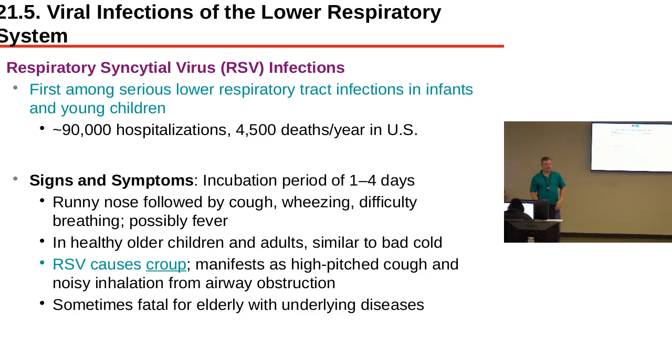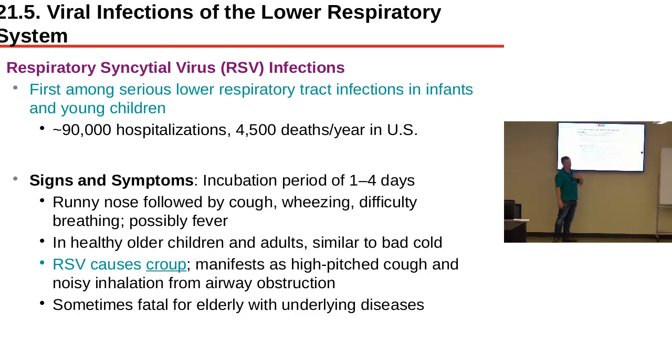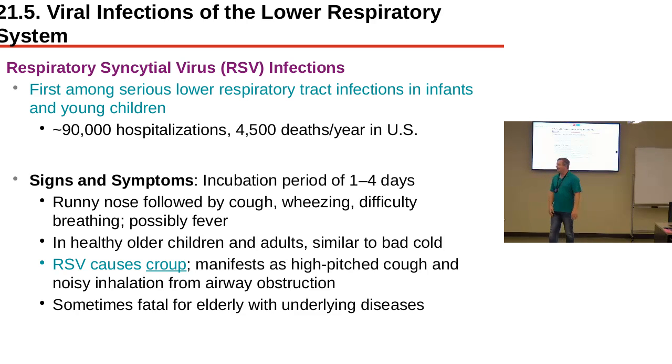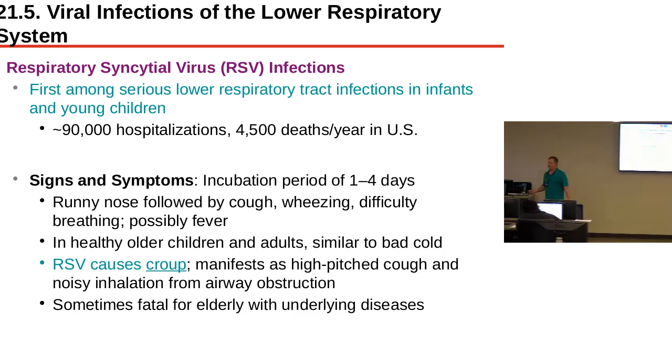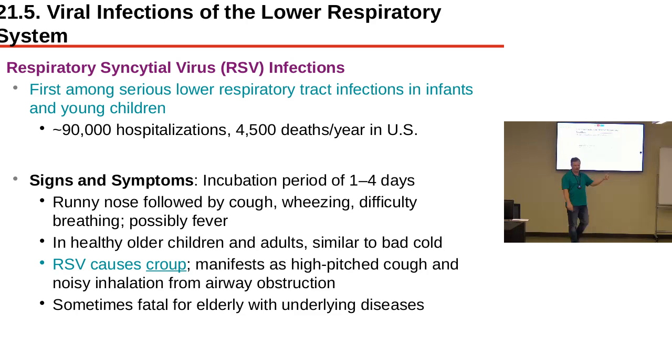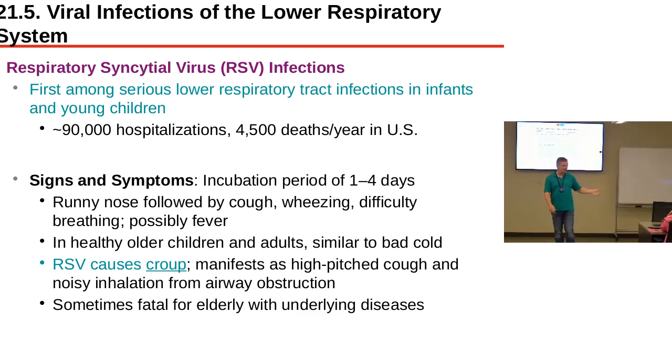But this is what actually causes croup. So this is something we see more in children. It manifests as a high-pitched cough and a lot of wheezing. And so a lot of times parents will say, oh, my kid has croup. Well, it's actually RSV or some other related virus. And the people that it's going to be mainly fatal for, again, is going to be the same that we see all the time: elderly, immunocompromised, very young.